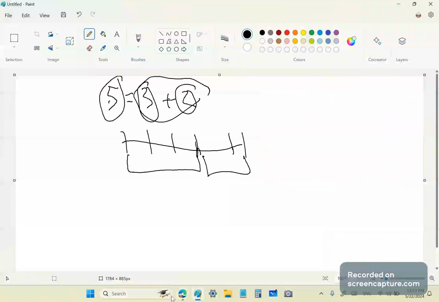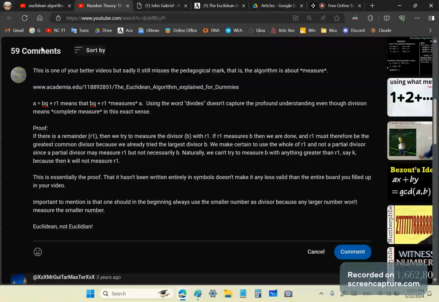So going back to this video, using the word divides doesn't capture the profound understanding, even though division means complete measure in this exact sense. So, proof. If there is a remainder, R1, then we try to measure the divisor B with R1. And if R1 measures B, then we are done. And R1 must therefore be the greatest common divisor because we already tried the largest divisor B. And we make certain to use the whole of R and not a partial divisor of R, okay?